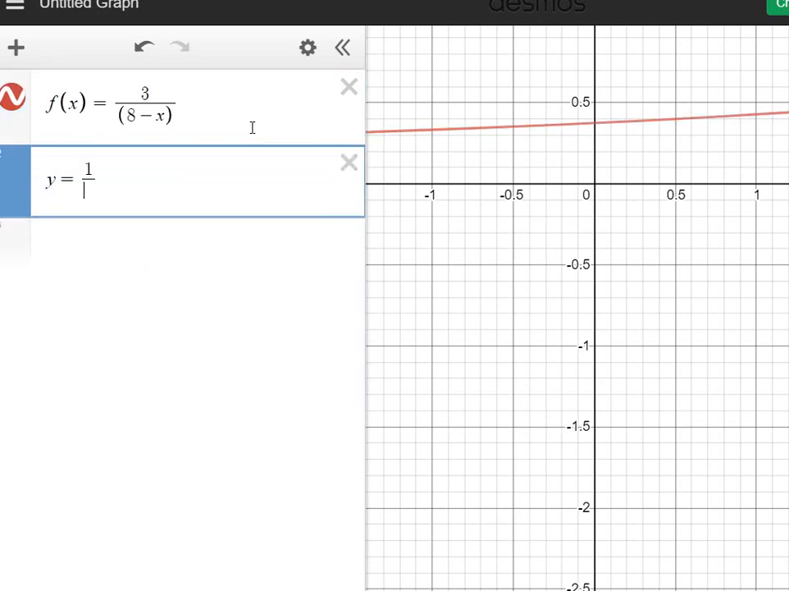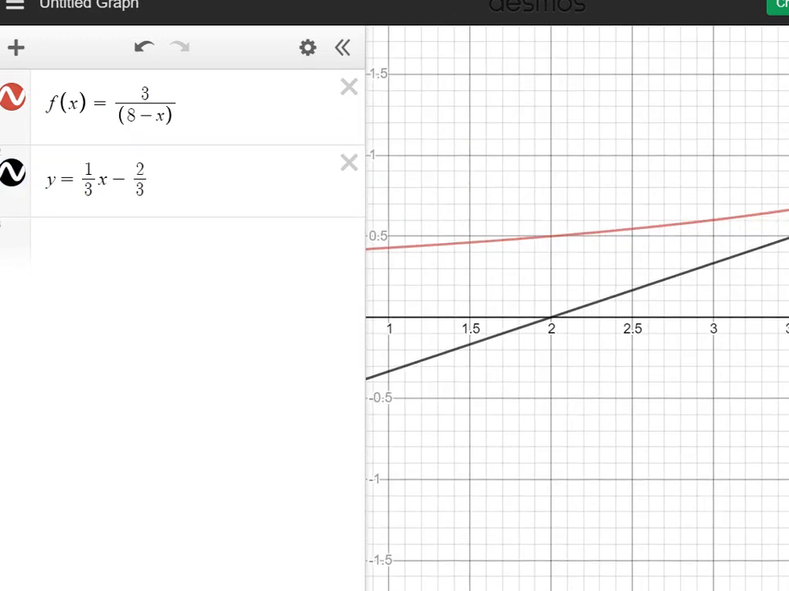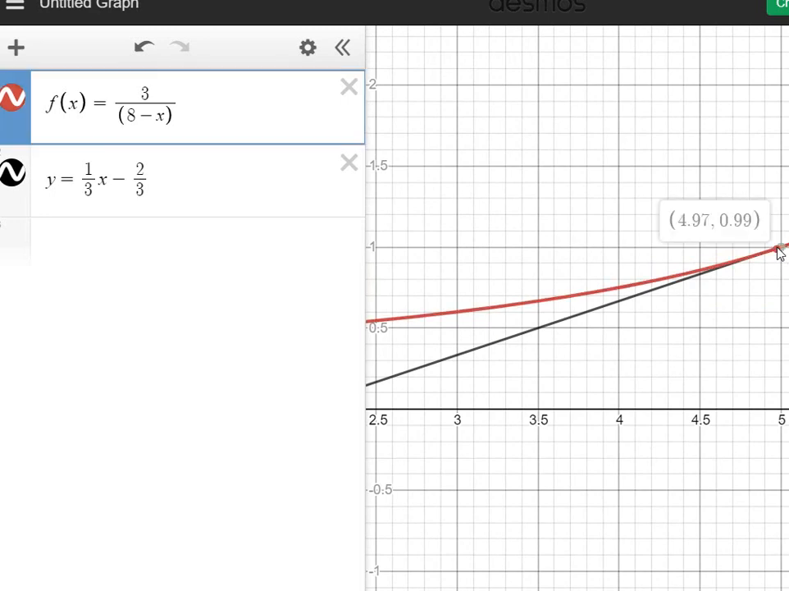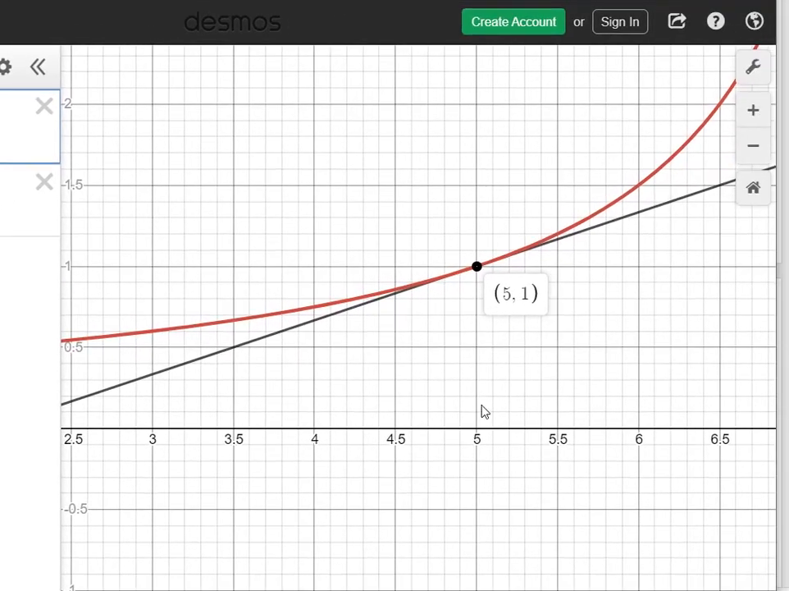And typing that in. So we're going to have 1/3 x minus 2/3. Okay, and remember we have to go through the point (5, 1). And it looks like we do, so we did awesome.